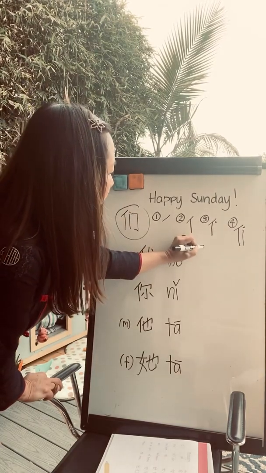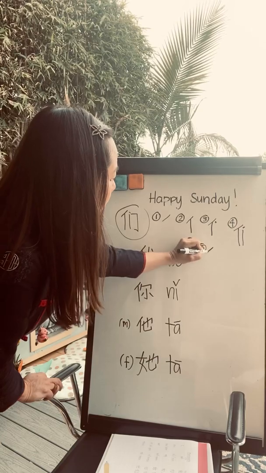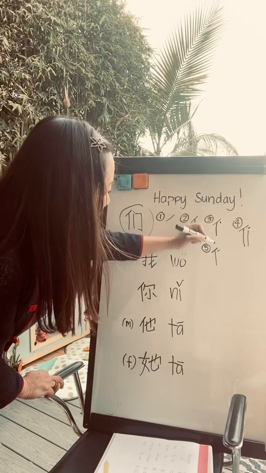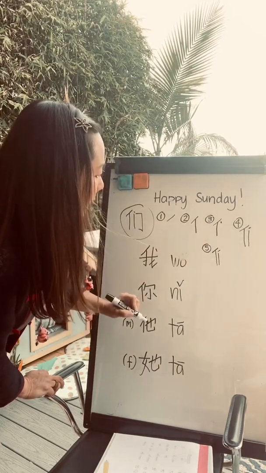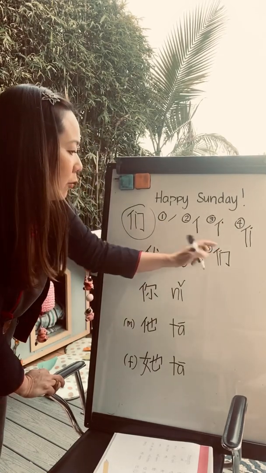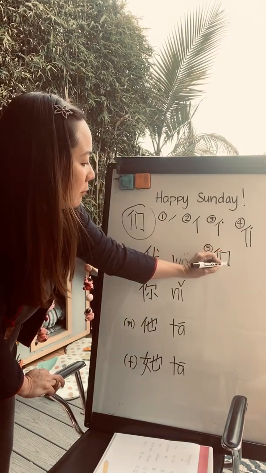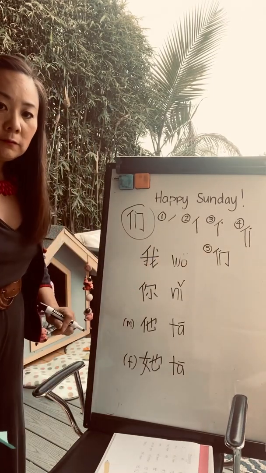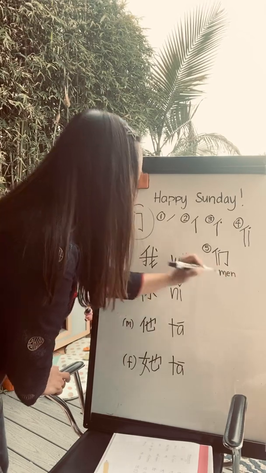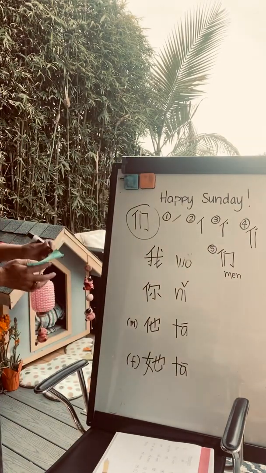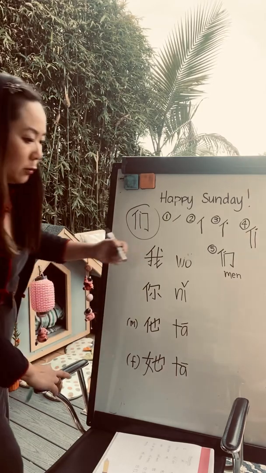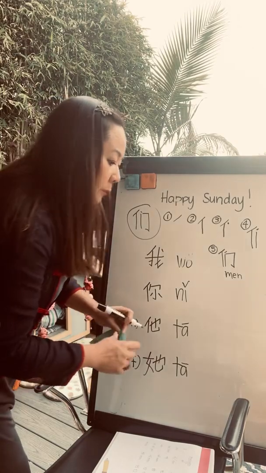And then number 5, lastly, so you have this already, you have your vertical line already, you have your freckle, you have your vertical line that came down next to the first one, and then this is all in one stroke. You're going to go from left to right, come down and hook it in. That is the character men. When we add men to I, you, he, or she, then we make those pronouns plural.